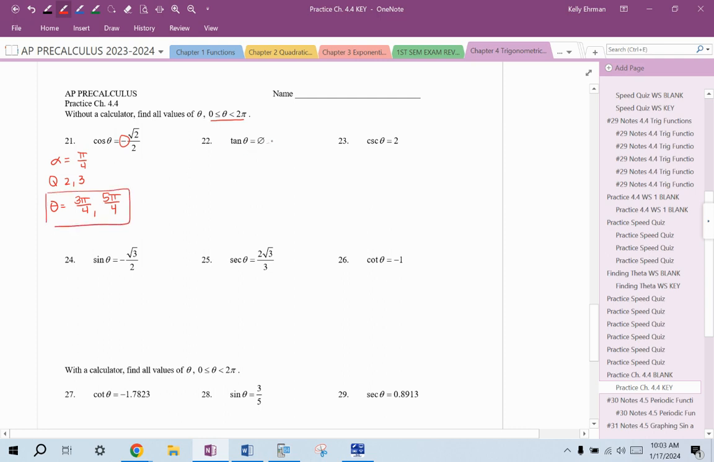Where's tangent undefined? That's y over x, so it's where x is 0. So think about your 4 points here. At the top and the bottom of the circle, the x-coordinate is 0. So no reference angle for this type of problem. It's just pi over 2 and 3 pi over 2.